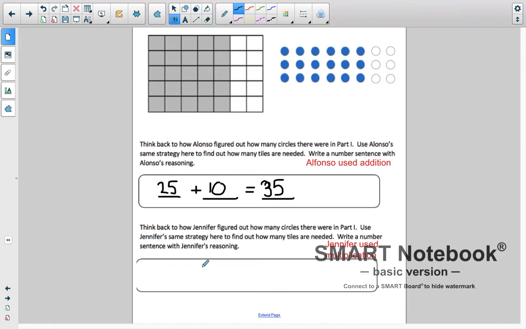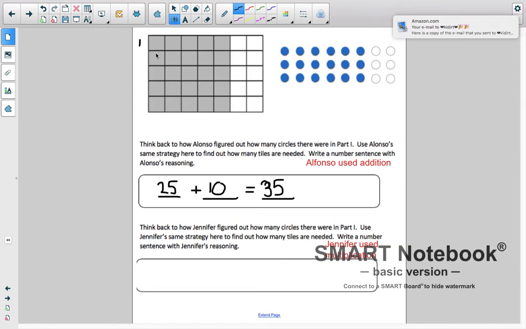Now we need to think back to how Jennifer figured out how many circles there were in part 1. Remember, Jennifer looked at this picture right here as an array. She counted how many rows there were and how many there were across. So use Jennifer's same strategy here to find out how many tiles are needed. Write a number sentence with Jennifer's reasoning. Now, I know this is covered up by my little mark right here, but Jennifer used multiplication. So she counted how many rows there were first. So let's count how many rows there were first.